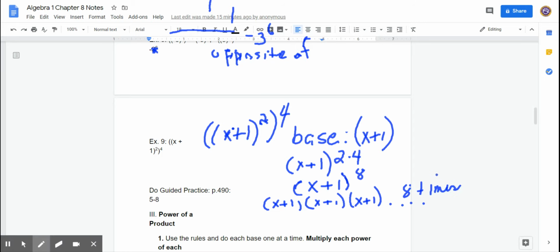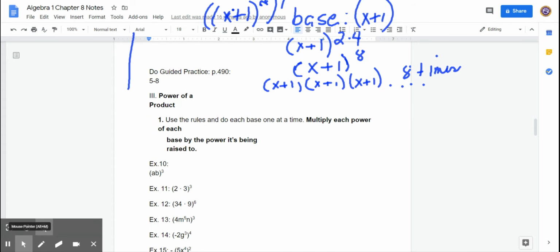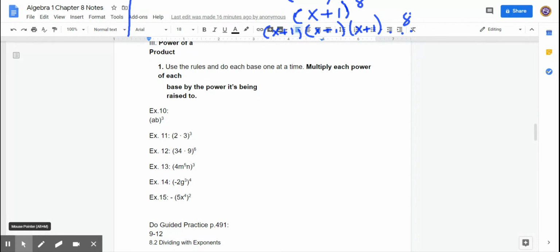We don't know how to do that yet. We learned that in Chapter 9, how to multiply polynomials. So, review. When we multiply like bases, we keep the base, we add the exponent. When we have a power to a power, meaning an exponent raised to another exponent, we keep the base, we multiply the exponents. Now, the third situation, the third type of thing that can happen is power of a product.